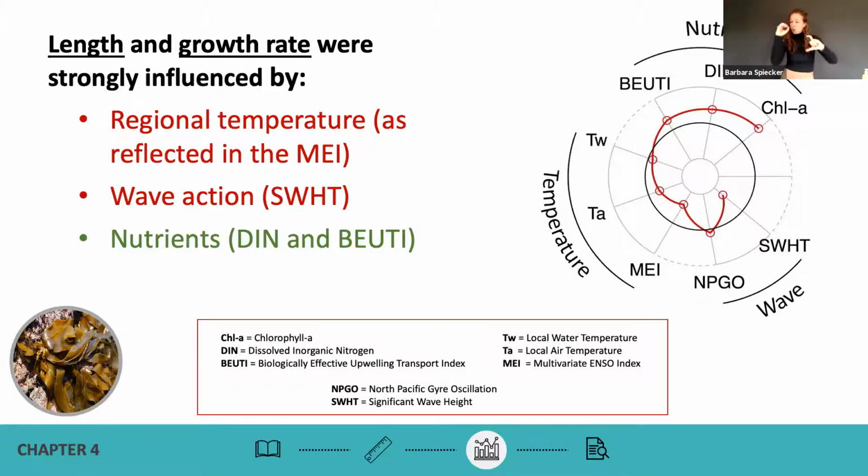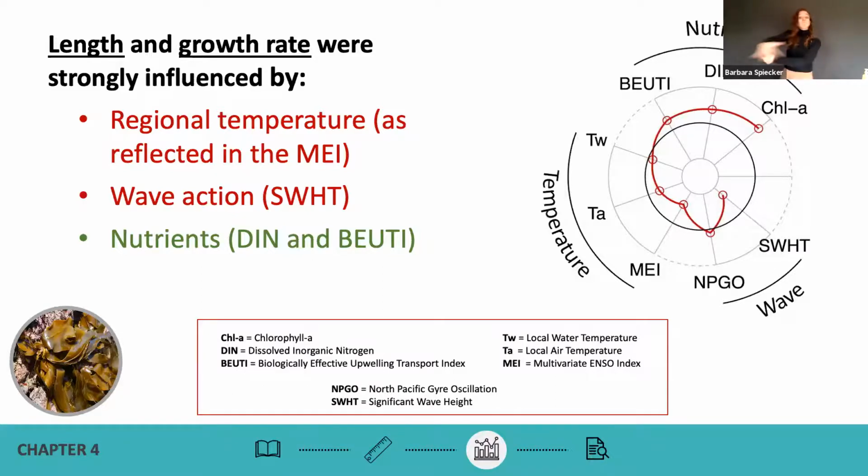So notice the dark black radial axis, that's the circle in the middle. Any little circles occurring inside that line will be negatively correlated. On the line represents no correlation, and outside the line is a positive correlation. You can see the key at the bottom there for all of my acronyms, so you know which environmental variable we're talking about.